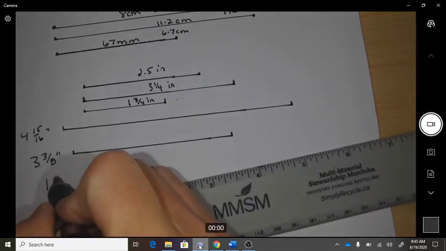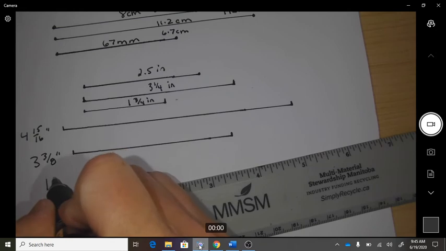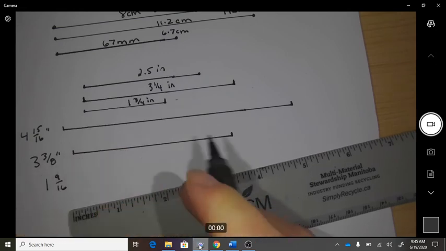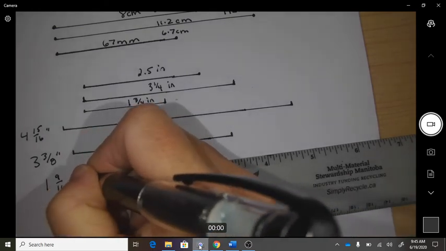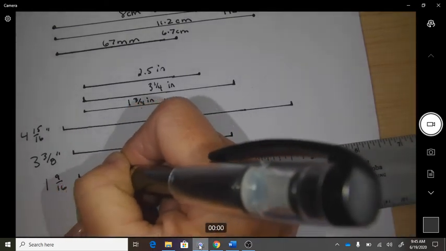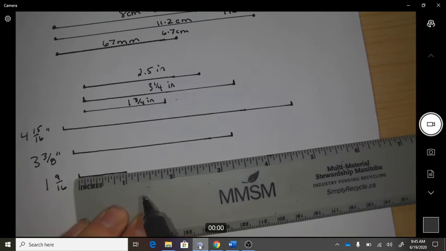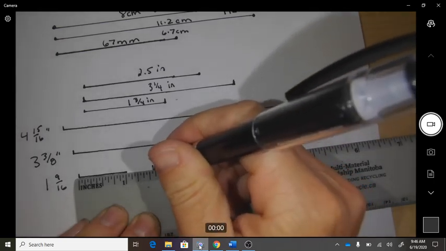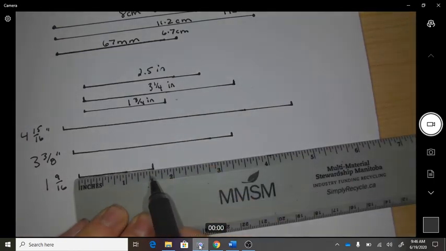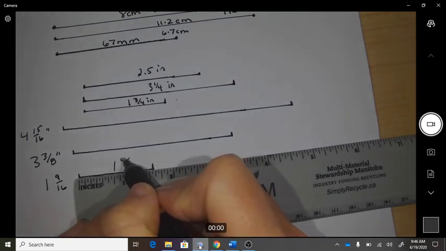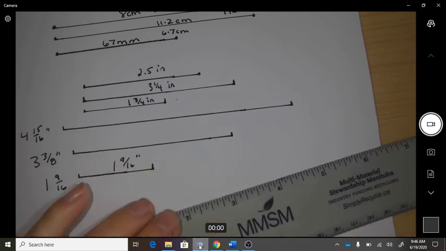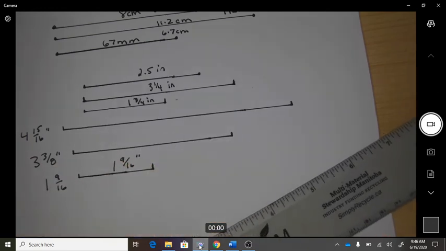So 1 and let's go 9/16. Okay, so how would I measure that? I would go to 1, and now I would know halfway is 8/16, so that's right here, halfway, so 9 is one more small tick. So this is important in construction because everything gets measured in imperial.